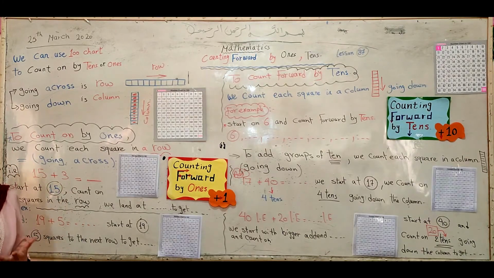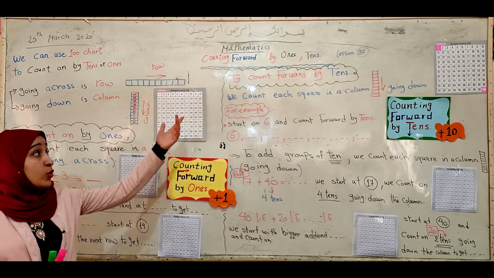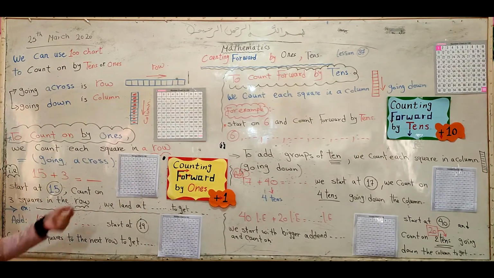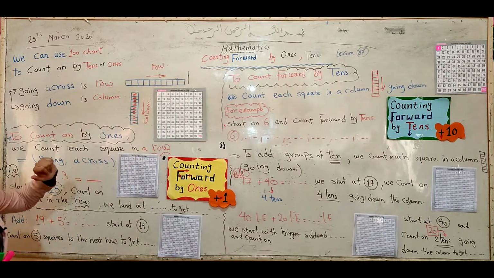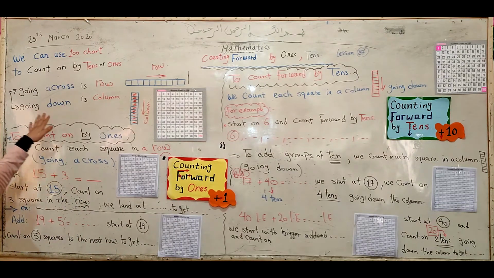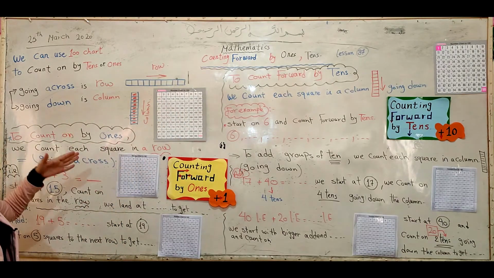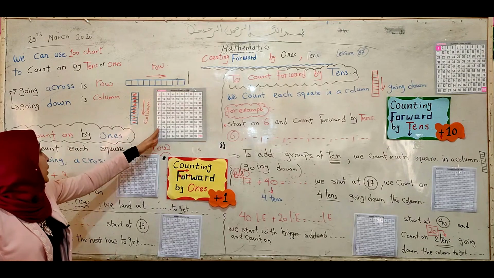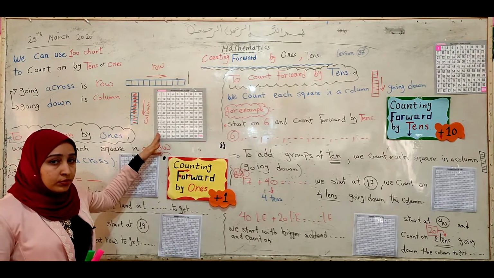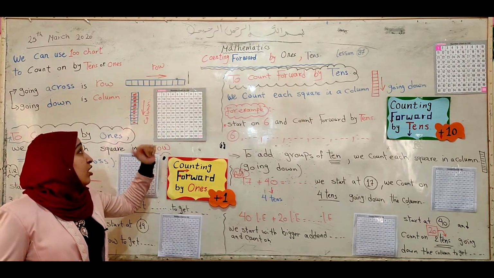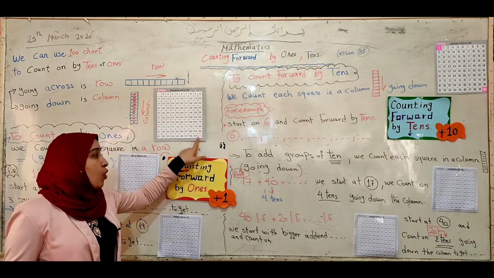Our lesson today is talking about counting forward by ones and tens. Here we can use our 100 chart to count on by tens or by ones. Let's see how we can do this. If we go across, we call this a row. And if we go down, we call it a column. This is our number chart, having numbers from 1 up to 100.